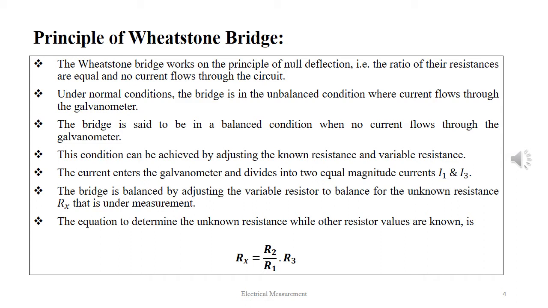The current enters the galvanometer and divides into two equal magnitude currents of I1 and I3. The bridge is balanced by adjusting the variable resistor to balance for the unknown resistance Rx that is under measurement. The equation to determine the unknown resistance while the other resistance values are known is given as Rx equal to R2 by R1 whole into R3.